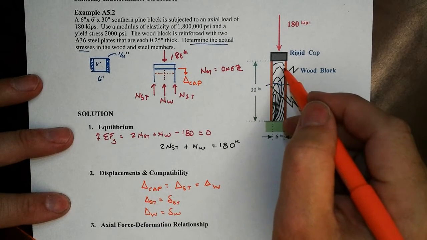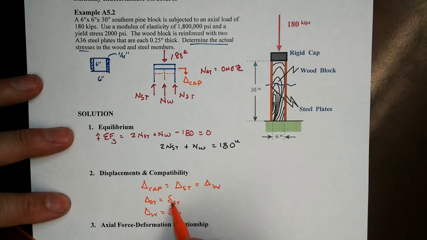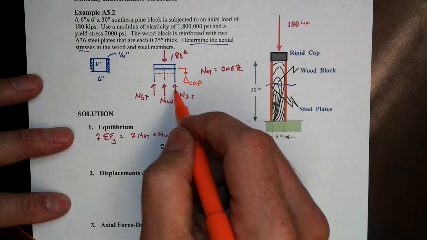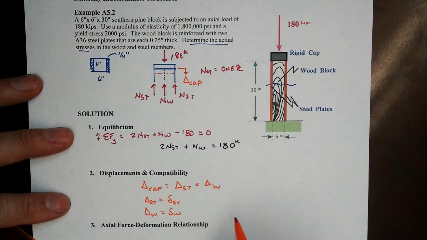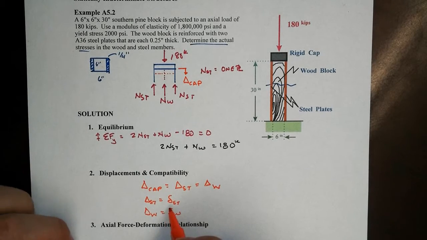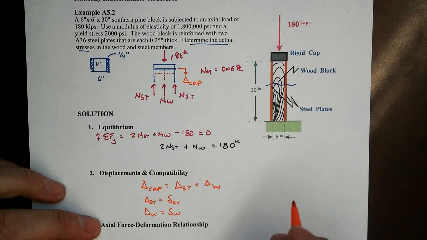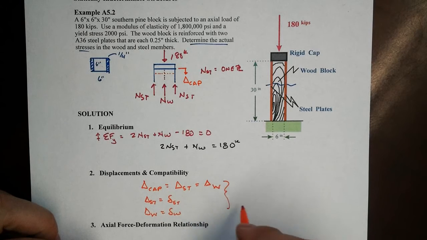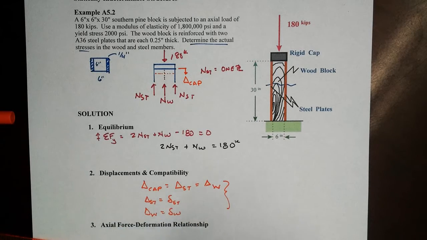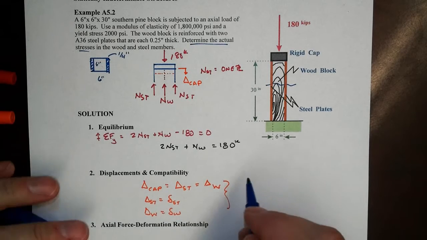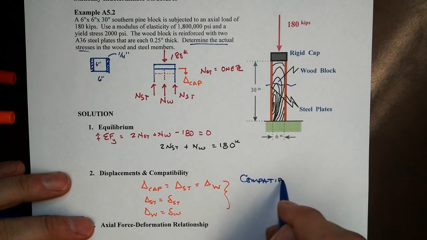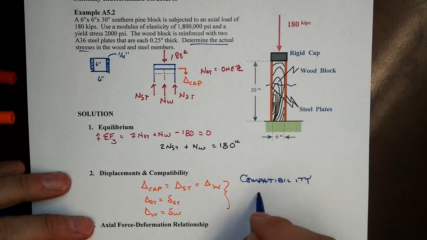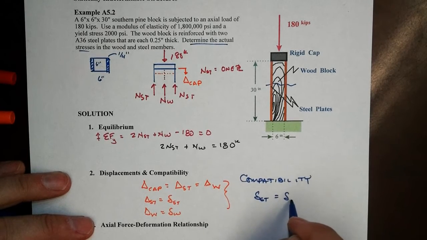Now that displacement represents shortening in terms of deformation, and the force that we've shown on the free body diagram also represents compression or shortening, so therefore there are no arbitrary minus signs that we ought to put in here. All this is consistent with each other, which is the key. And of course ultimately what that's going to tell us for our compatibility relationship is that the deformation in the steel is going to be equal to the deformation in the wood.